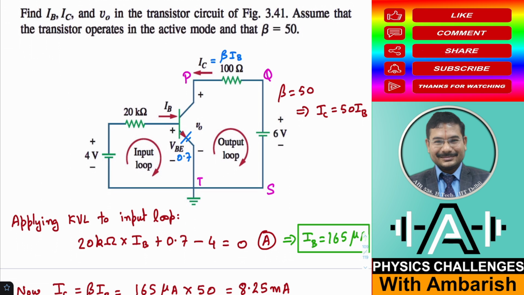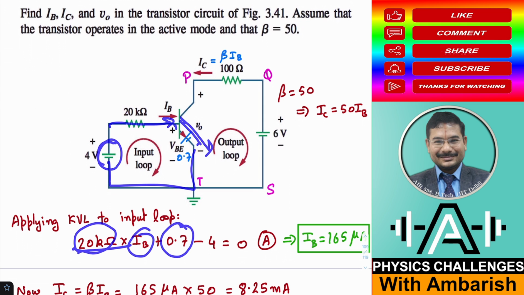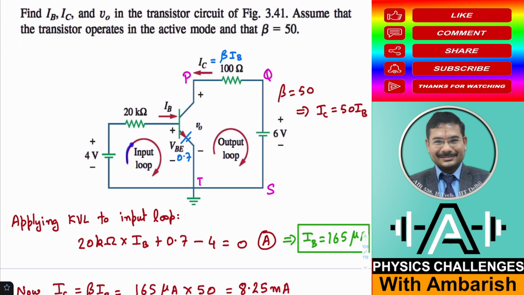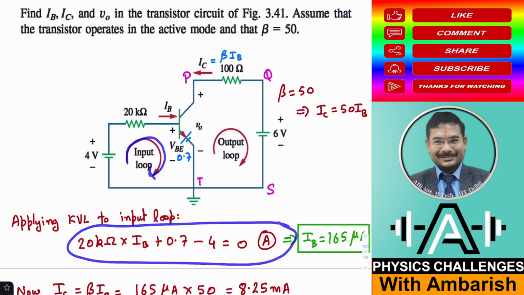Now this loop I am calling the input loop, and I am applying Kirchhoff's voltage law to this input loop. So what is the potential drop? There is a 20 kilo ohm resistor and IB is the current. So 20 kilo ohm into IB is the drop across this, and then there is a drop of 0.7, so plus 0.7, and then you come to this battery, 0 minus 4 volt, is equal to 0. I hope you understood how I made this equation A: the IR drop, this battery, and then coming to this battery, equal to 0.